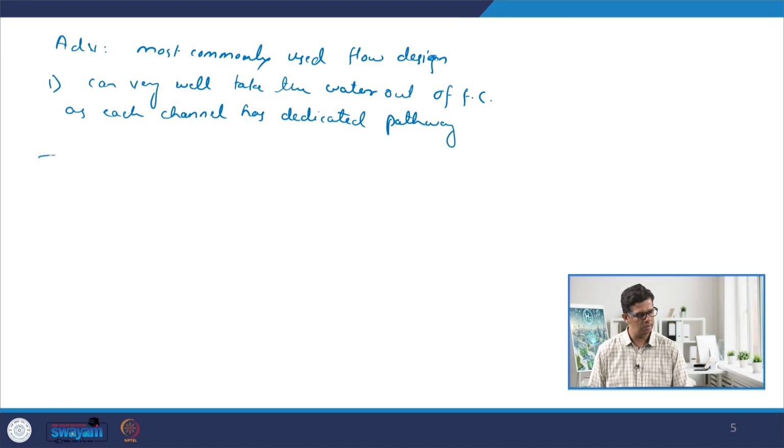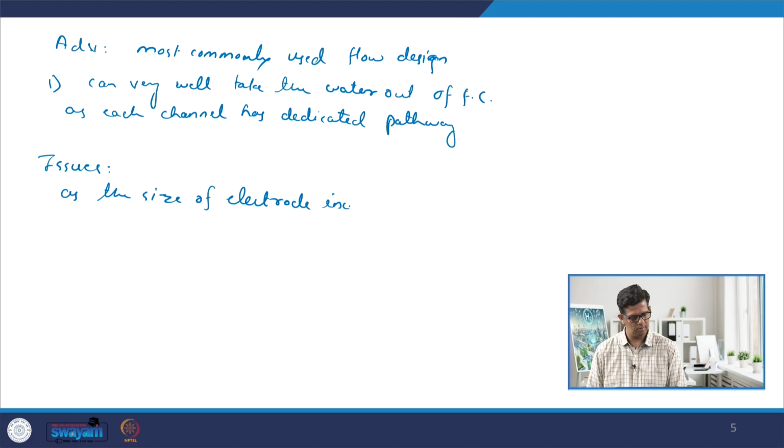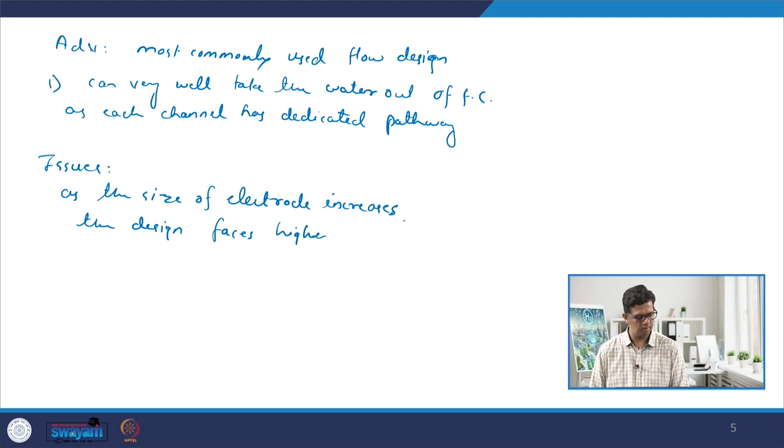What are the issues? The first one is the size. As the size of the electrode increases, the design faces higher pressure drop.